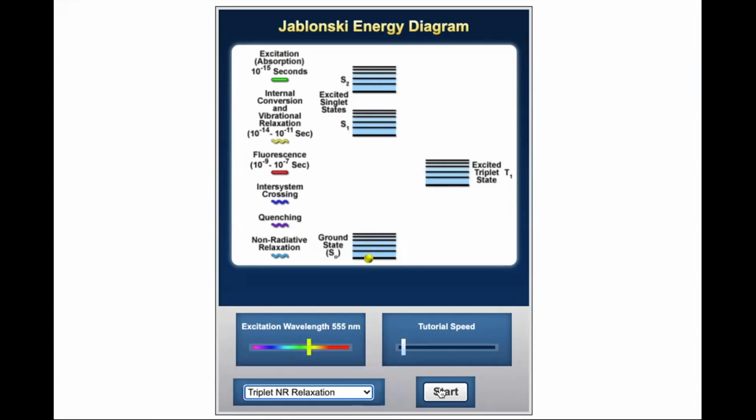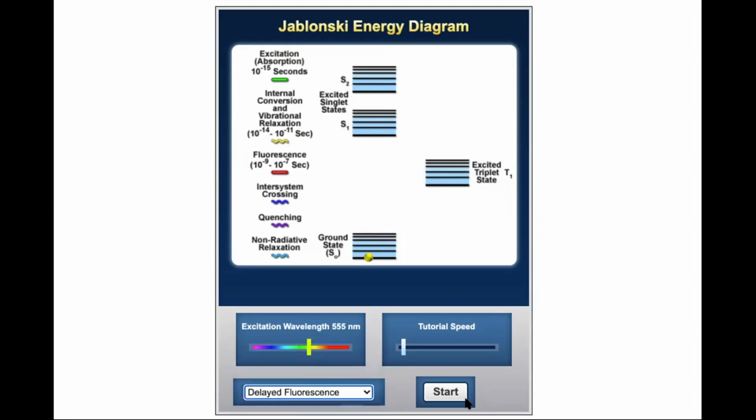Okay, triplet non-radiative relaxation. Again, always start with excitation to the singlet excited state, goes to the lowest singlet excited state again, intersystem crossing, relaxes within the triplet state, and then we have the very boring non-radiative relaxation back to the ground state. So no light is coming out of your system.